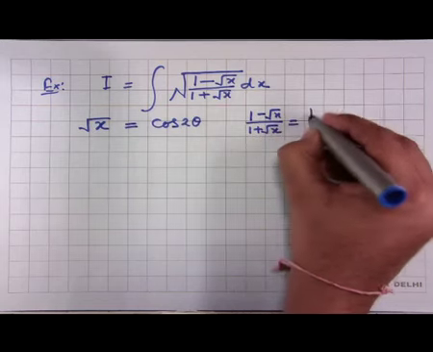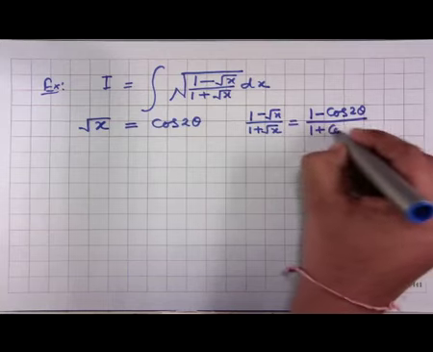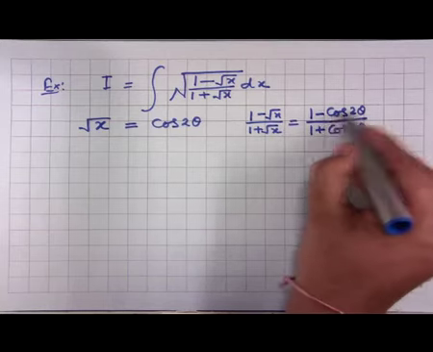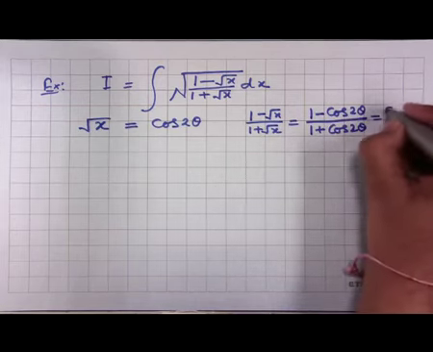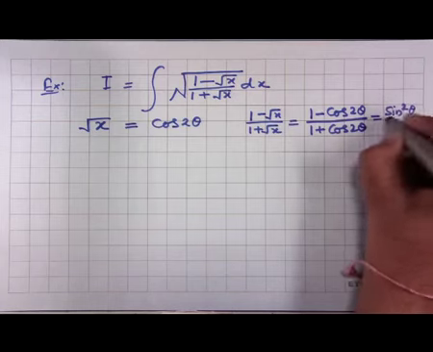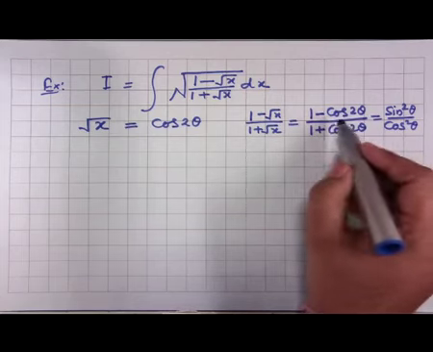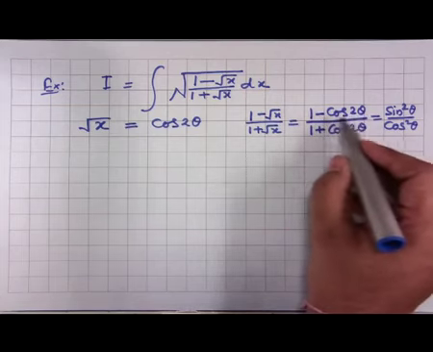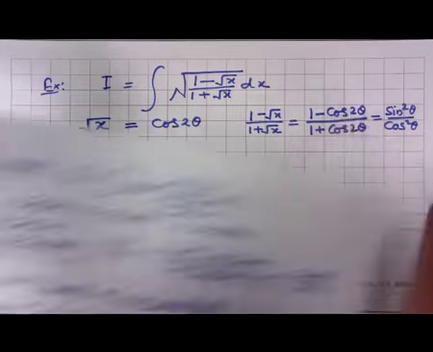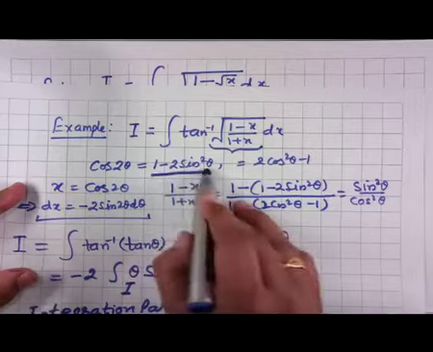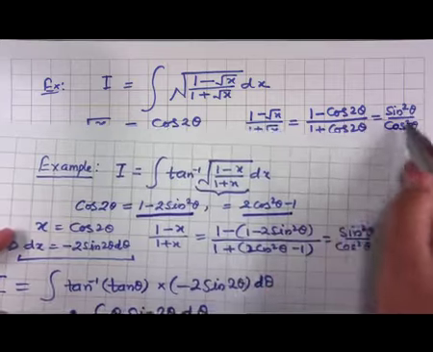will become (1 minus cos 2 theta) over (1 plus cos 2 theta). In the numerator, I will use the sine function. In the denominator, I will use the cosine function, so that I will get sine square theta over cosine square theta. Just as in the previous problem, you substitute using the relationship. For the numerator, you use cos 2 theta equals 1 minus 2 sine square theta, and for the denominator, you use cos 2 theta equals 2 cos square theta minus 1. So we will get the same term.